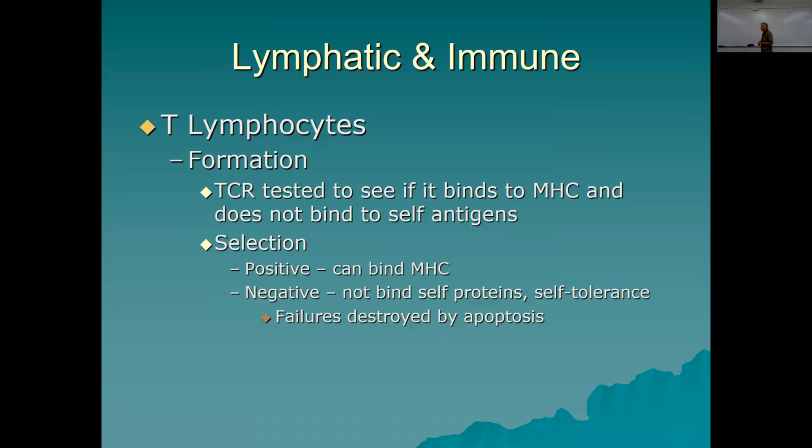Okay, T lymphocytes in their formation. The T receptors are tested to see that it binds to MHC1 and does not bind to self-antigens. So we have a selection. They've got to go to school. They got a positive response: they can bind MHC. Negative: they don't bind self-proteins. They're self-tolerant. If they flunk that test, they're destroyed by apoptosis, even before you're born.